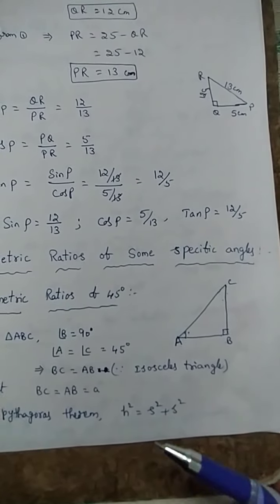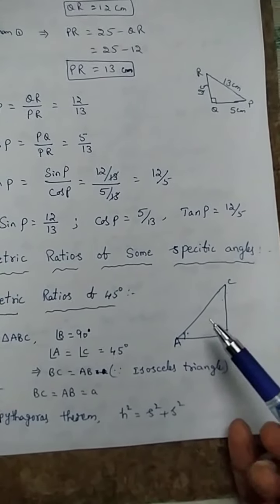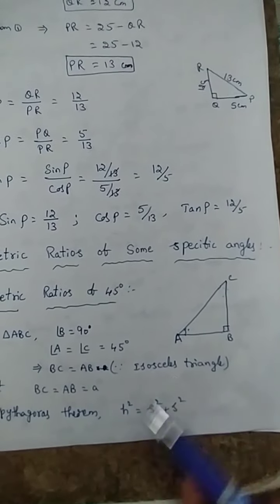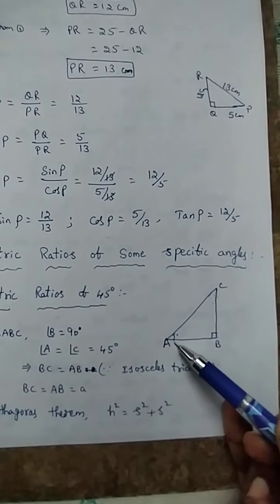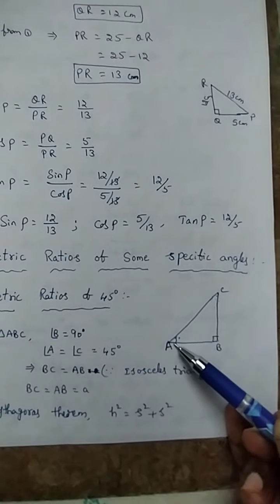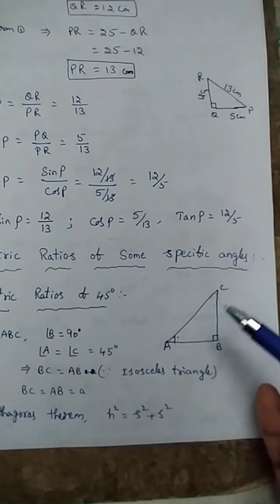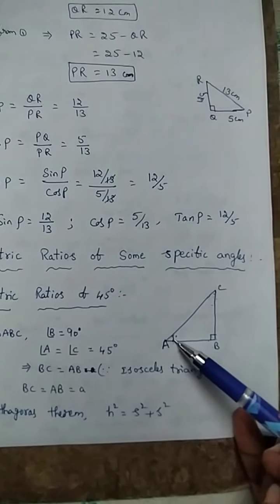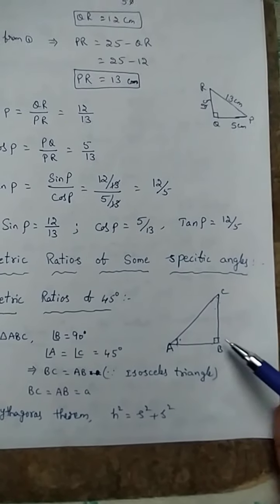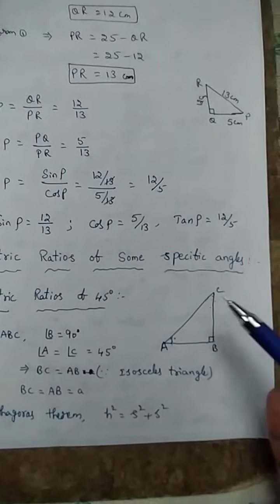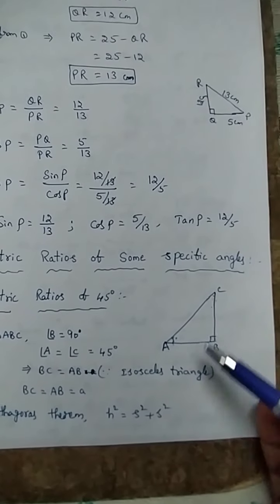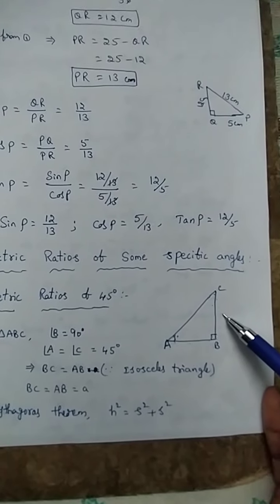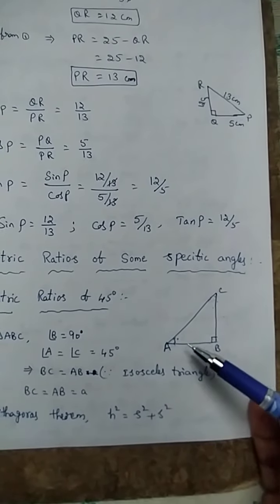In an isosceles right angle triangle, two angles are equal and their opposite sides are also equal. Here the two equal angles are angle A and angle C, and the sides opposite to the equal angles are also equal. For angle A, the opposite side is BC. Angle C is the other equal angle, and its opposite side is AB. That means BC is equal to AB.